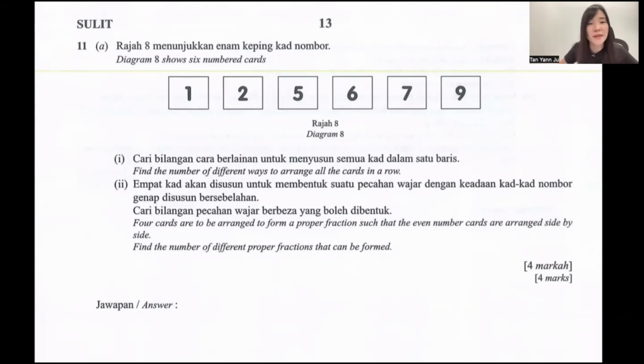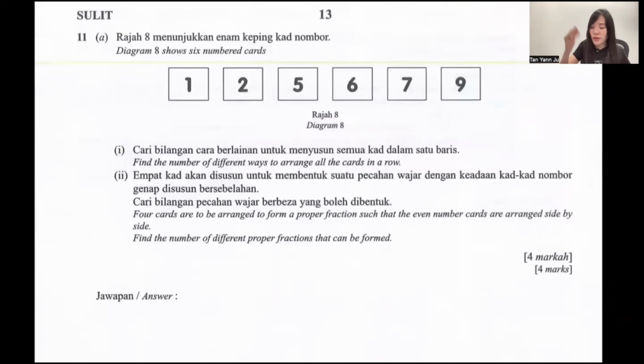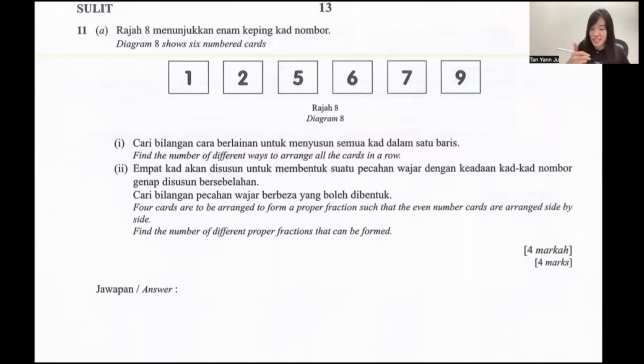11A, they say, diagram 8 shows 6 number cards. Yeah, 1, 2, 5, 6, 7, 9. 6 cards. Now they say, find the number of different ways, guys. Number of different ways is from chapter 4, P and C chapter, permutation and combination, okay? So find a number of different ways to arrange all the cards in a row. I expect you guys have this basic, okay? Whenever, you must know the difference between P and C. So guys, whenever you see the word arrange, that means they care about the sequence. Then this kind of question is always P questions, okay?